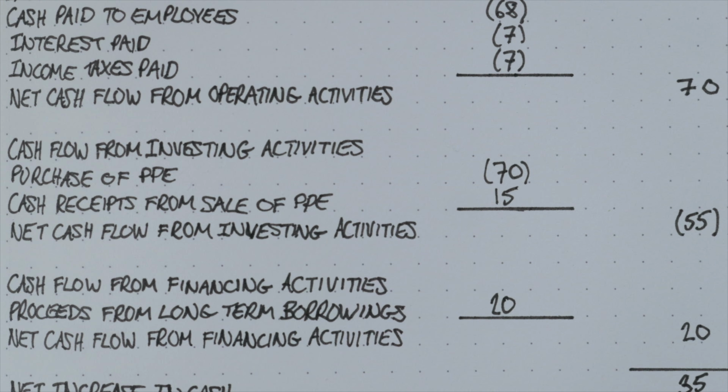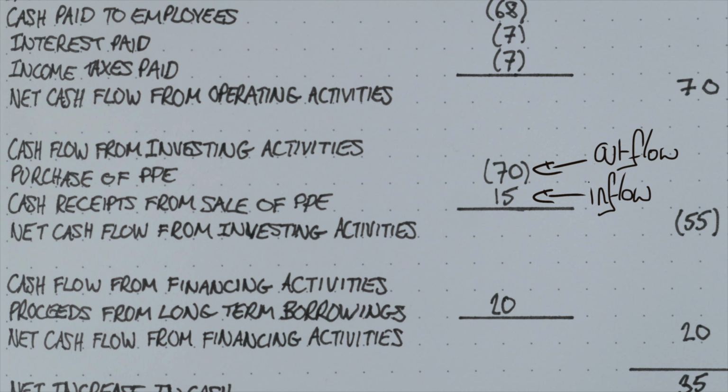When a business invests in non-current assets, cash flows out because we have to pay the suppliers cash for these assets. And on the flip side, when we sell these assets off, cash flows back in. Here, the Chudley Cannons have $15,000 of cash inflow from the sale of PPE, which is shorthand for plant, property, and equipment, and $70,000 of cash outflow from the purchase of PPE.